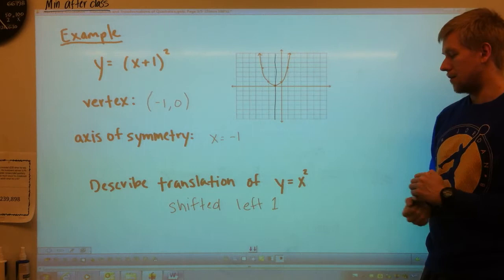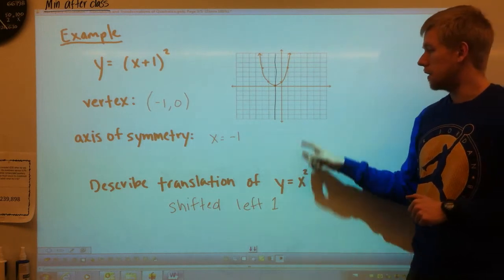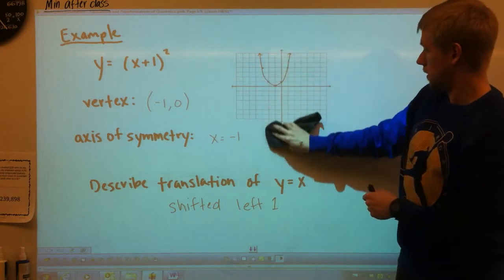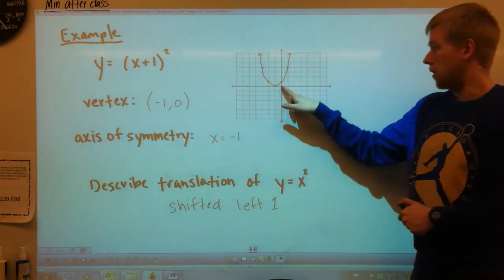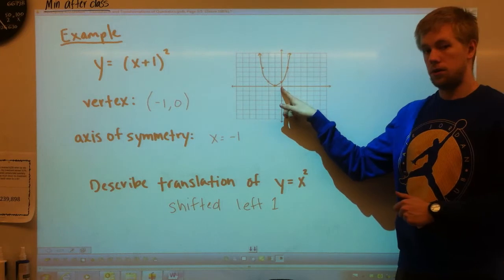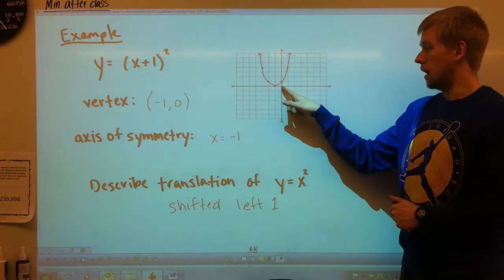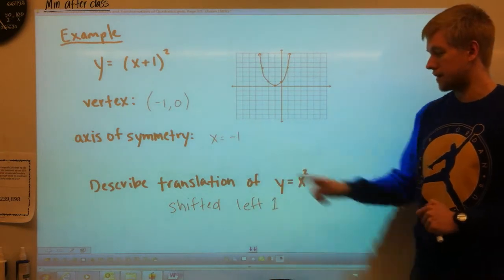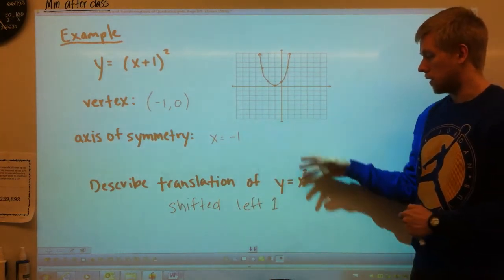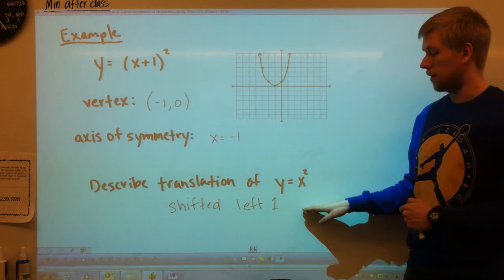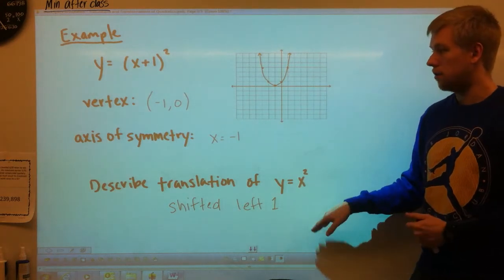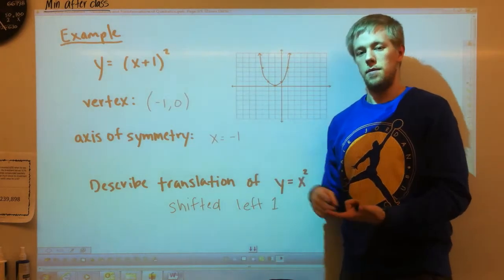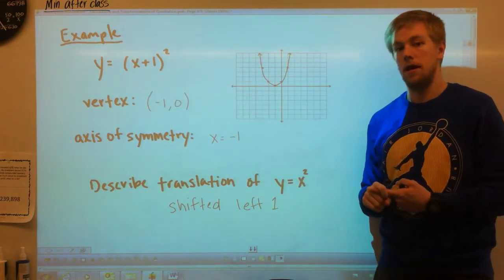Describe the translation of y equals x squared. It is being shifted left 1. So if I erase that, you can see that the graph originally starting at (0, 0), the vertex starting at (0, 0), has been moved over left 1. And you can see that in the vertex. You could also see that in the axis of symmetry. So by all those things and the picture of the graph, you can tell that it has been shifted left 1. Now if I look back at my original function, which was (x plus 1) squared, it's the same thing as when we were talking about exponential functions.